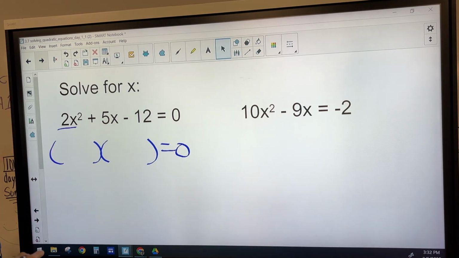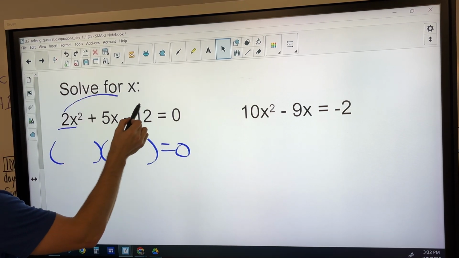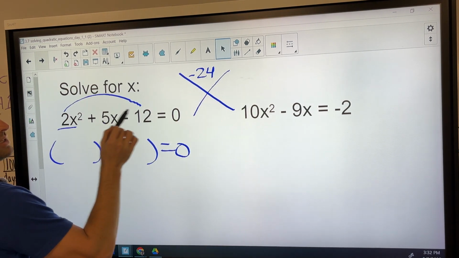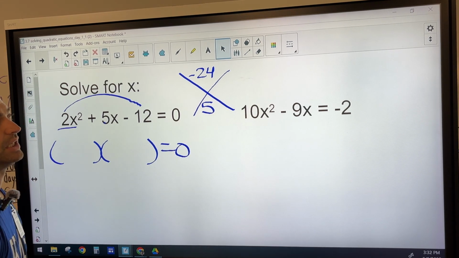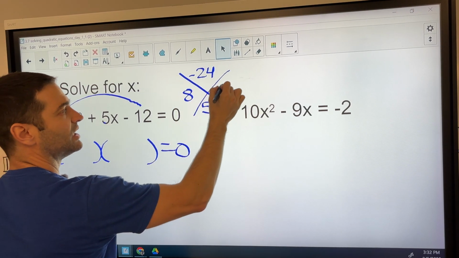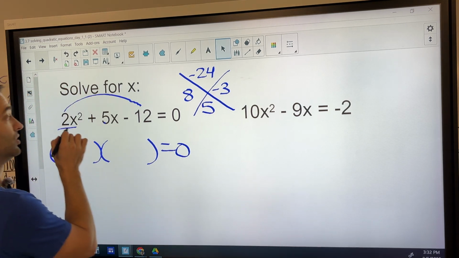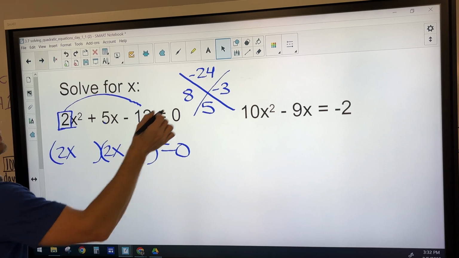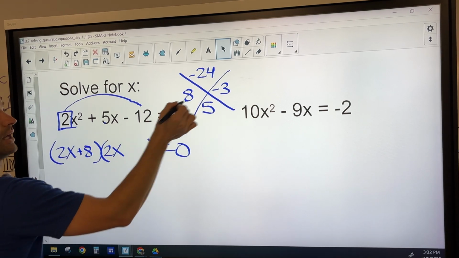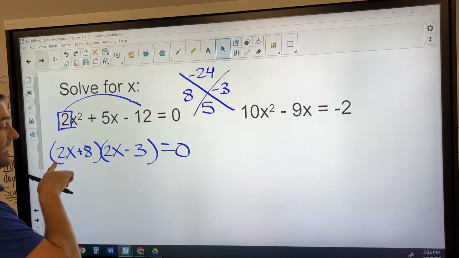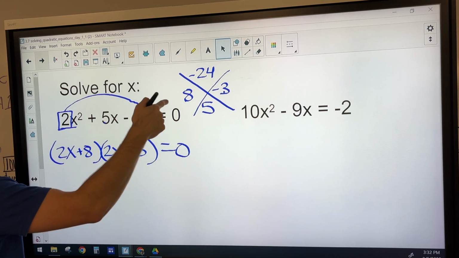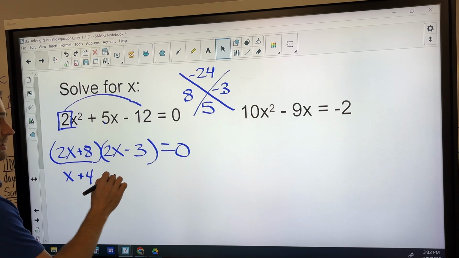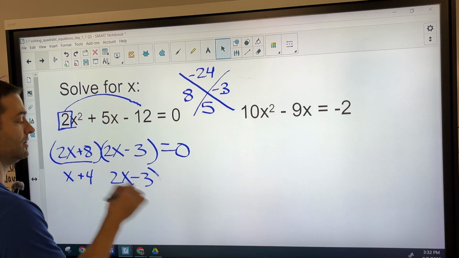This is the hard type of factoring because of this 2. So 2 times negative 12, we got negative 24, positive 5. That's going to be 8 times negative 3. So 2 changes everything of this process. 2x and 2x plus 8 and minus 3. We put an extra 2 in here. We have to take the extra 2 out from that binomial. X plus 4, 2x minus 3.